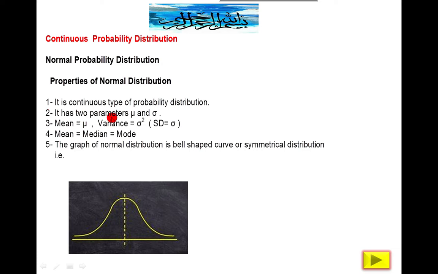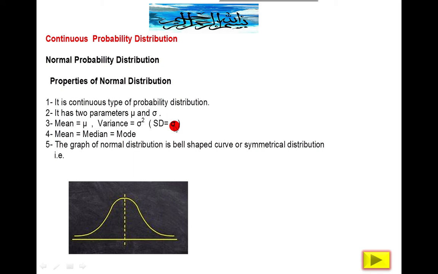Number two, it has two parameters, mu and sigma. Mu is the population mean, sigma is the population standard deviation. Number three, mu is the mean, variance is equal to sigma squared, or standard deviation will be the square root of variance, which is sigma.